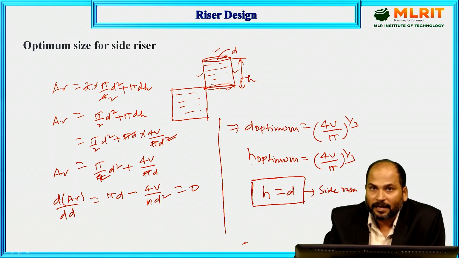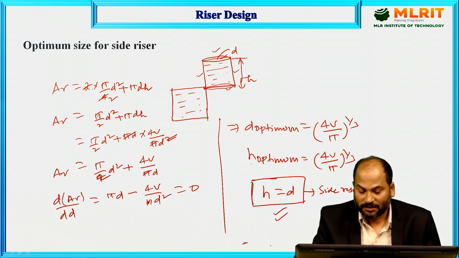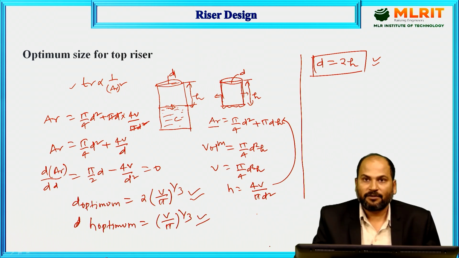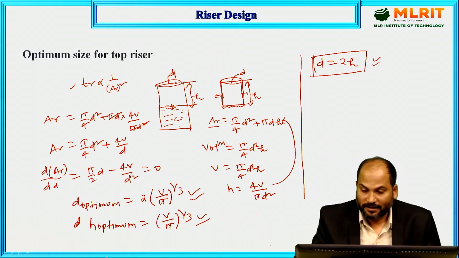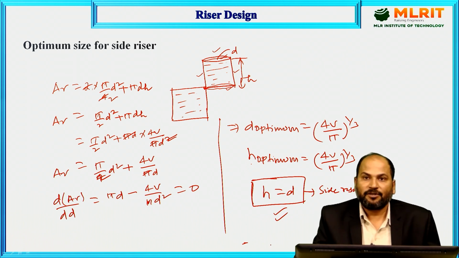So we have derived the relation for the top riser. In the case of the top riser, the diameter was twice the height, and here in the case of the side riser, the height and diameter are both the same.